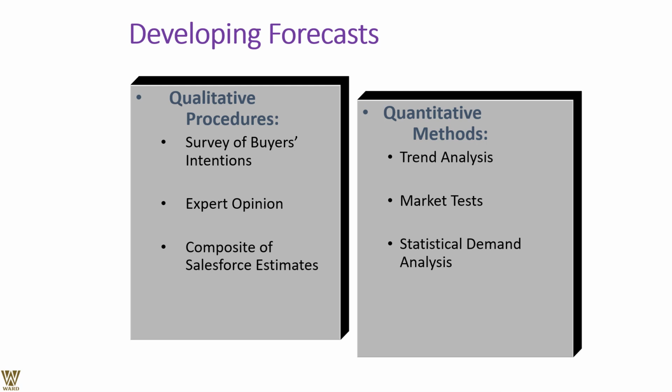Developing a forecast, qualitative forecasting is basically what we strive to go forward with, but by no means does it mean to demean quantitative methods. Let us address qualitative procedures: surveys of buyers' intentions, how many people are interested, how many have the disposable income to purchase a product, how many are experiential. Then expert opinion, and a composite of sales force estimates, your own manpower who will give you some kind of indications, whereas quantitative methods might be trend analysis, market test, and statistical demand analysis, as the case might be. So that needs to be understood.